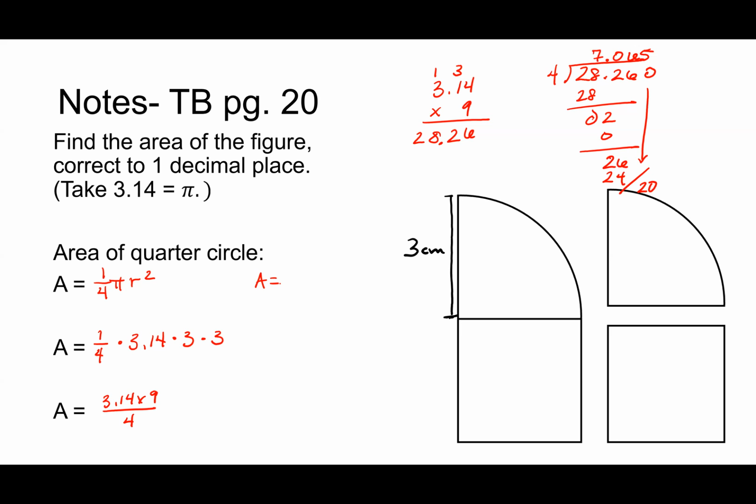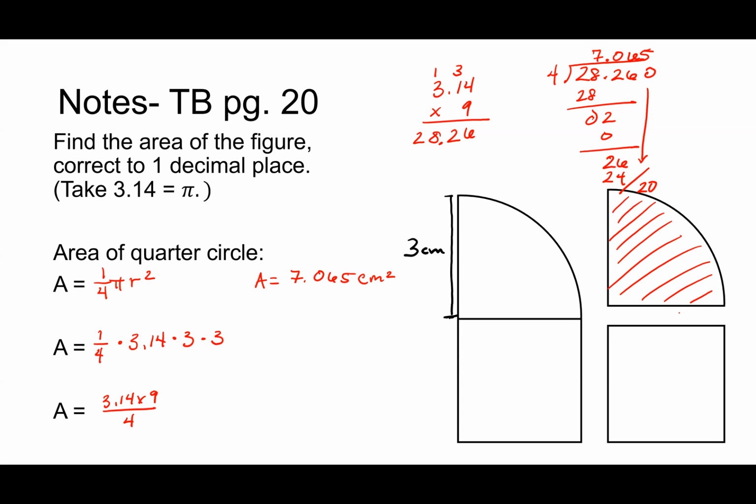What'd you get? What'd you get, Tyler? 7.065. Nice job. 7 and 65 thousandths. Good. Do we have a unit here with centimeters squared? Awesome. So that gives me the area of this quarter circle, but we are not done yet, are we?